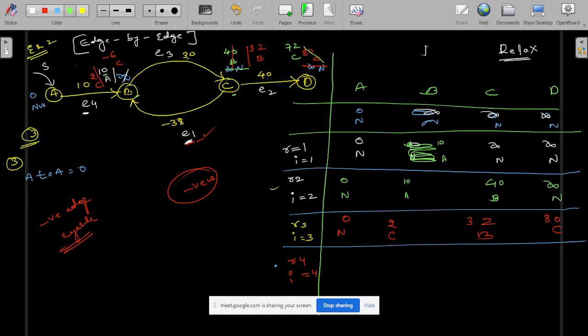E3, you check it. E3 now. B to C, we are moving, right? Minus 6 plus 30. See here, everyone. B to C, observe here. So minus 6 is there. Minus 6 plus 30, what is the value you are going to get? That is 24. Who is giving this one? B. Okay, that is also over. E3 is also over.